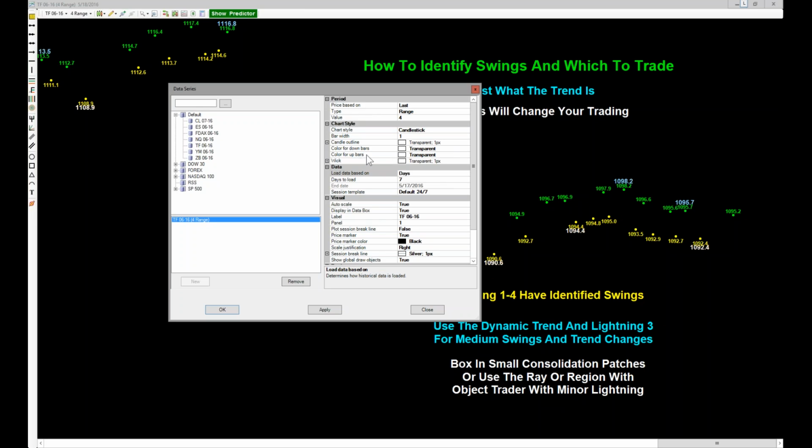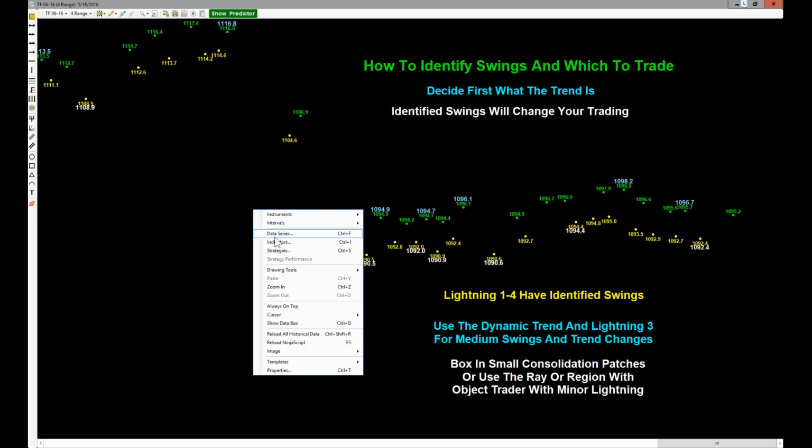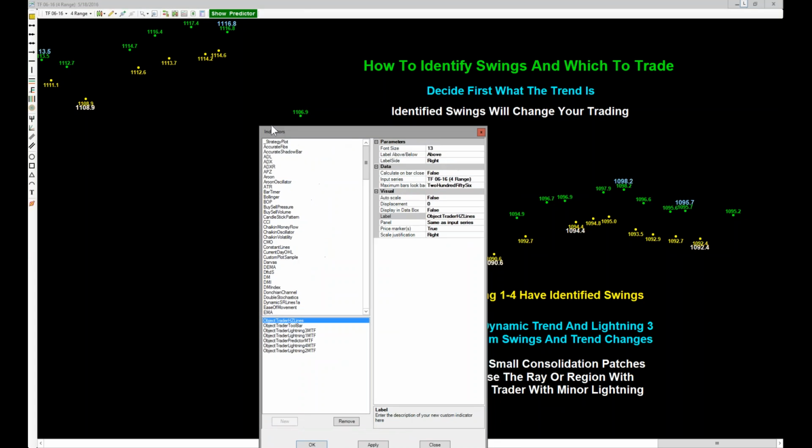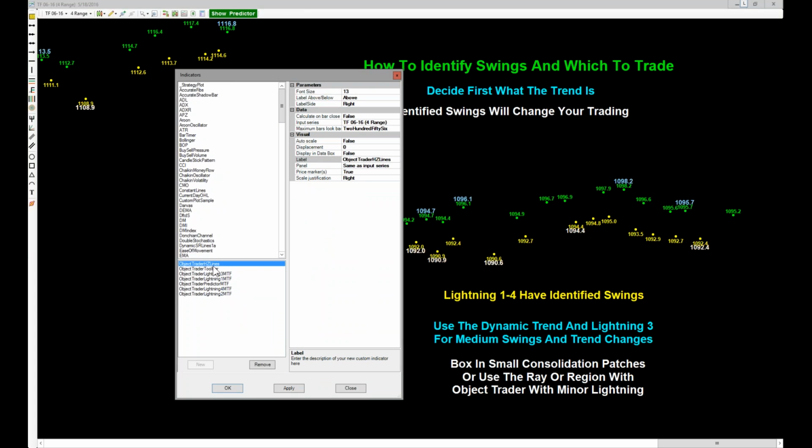If you want to build a chart just like this, all you need to do is make sure to transparent out your data, your candle outline, your color for down bars, color for up bars, and your wick. Just transparent them out. Then you just simply put your indicators on the chart. I have the horizontal line so we can see the line text, the toolbar, the 4 lightnings, and the predictor. And that's all I've got on the chart. That way you can have one just like this. And I just simply save mine as webinar.